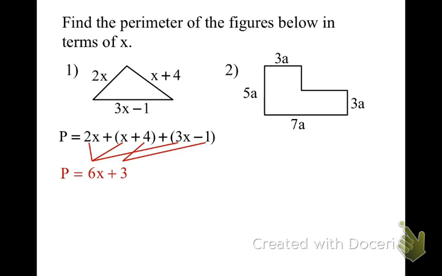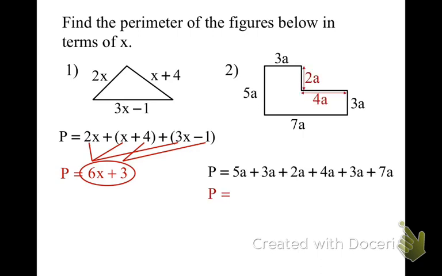Let's look at the next one. This one's a little trickier because you're missing the dimension for this side right here. But they give you the entire side and they tell you that this portion is 3a. So the remaining side must be 2a in order for it to equal 5a. So now we know our dimensions and we add them all up. 5a plus 3a plus 2a plus, we have to do the same thing for that horizontal part. If the whole thing is 7a and the small part is 3a, then this part must be 4a. So we're doing 5a plus 3a plus 2a plus 4a plus 3a plus 7a equals 24a.